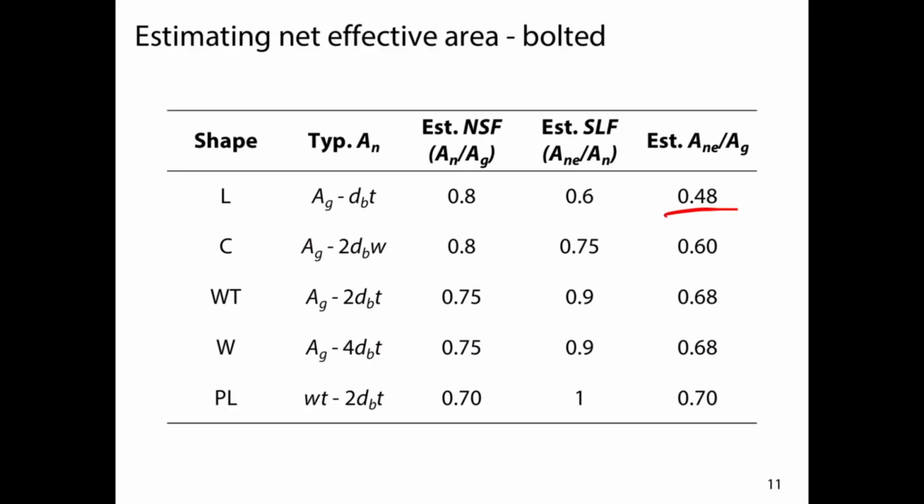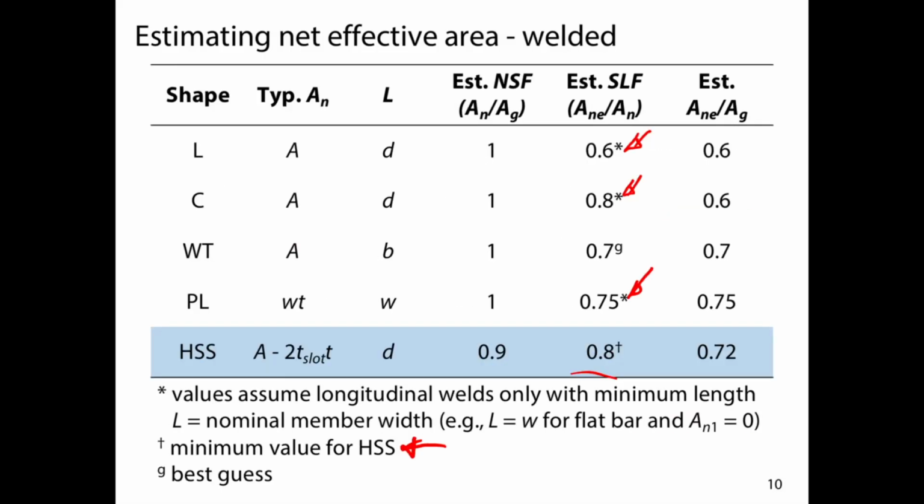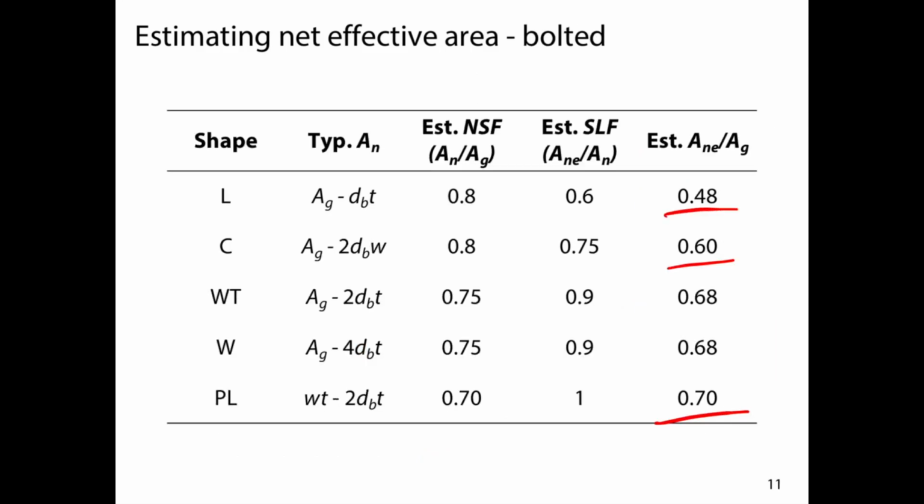If we look at 0.48, 0.6, and 0.7, and we compare that over here to 0.6, 0.6, and 0.75, if we're welding, we can almost always get more of the net effective section or more of the gross area effective in tension when we're dealing with net section fracture calculations. Okay, so if you have no idea what they're going to do, you want to take the conservative perspective and design it as if they could either bolt it or weld it.